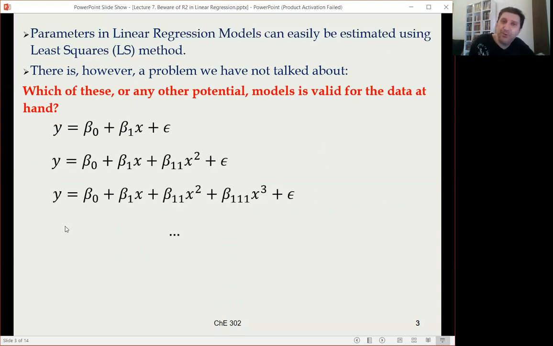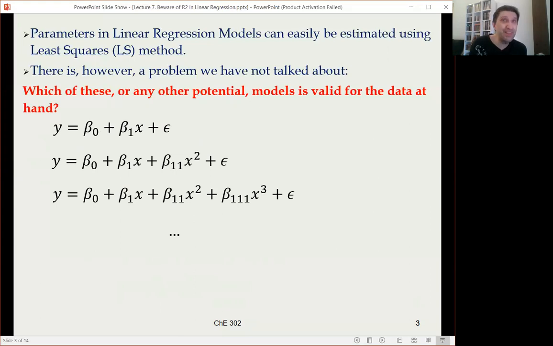As you can see, these are just polynomial models. You can make them square root, sine, cosine, any other nonlinear transformation on x, but still linear with respect to beta. You can put it in any form. So we are going to have an infinite number of functions in a function family. So which of these equations will be valid for our data at hand?